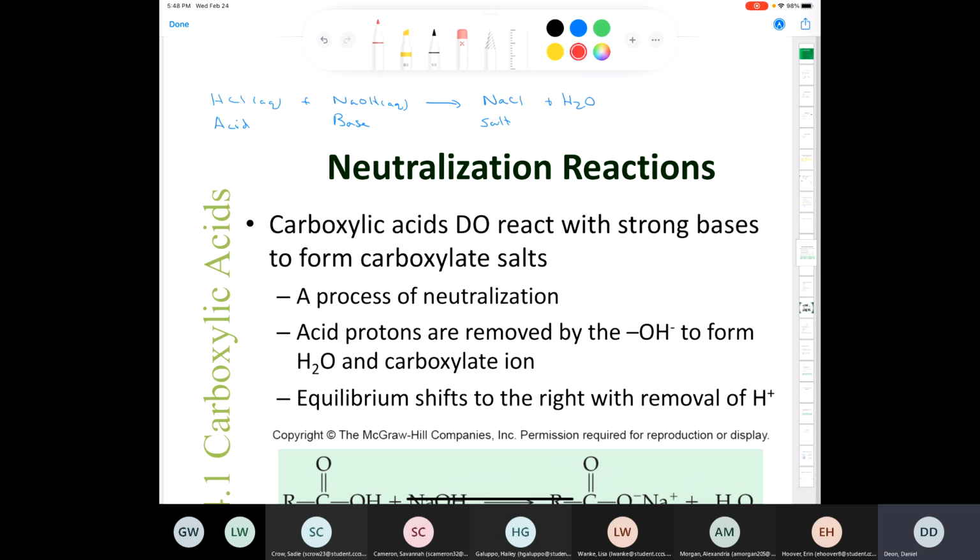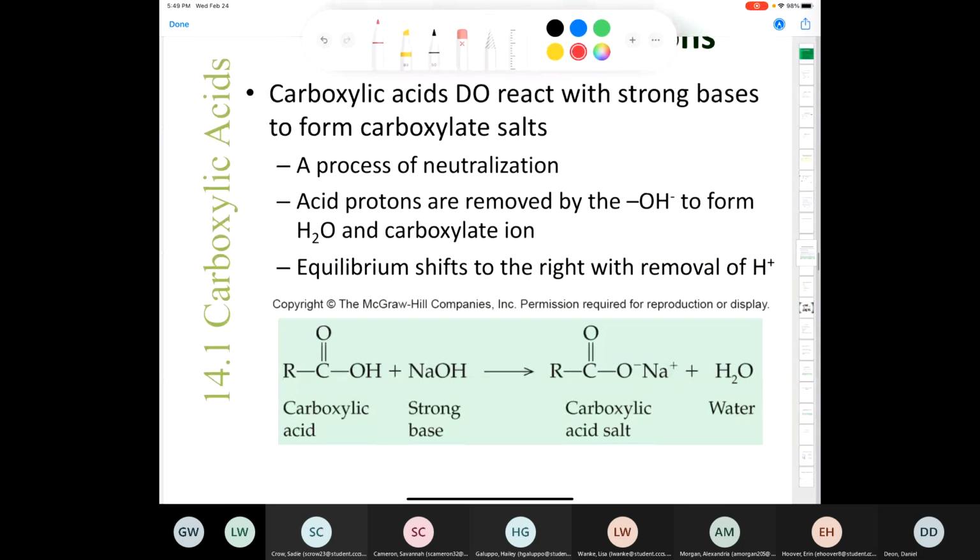Now, the thing is that HCl is a strong acid. What's going to happen when we take our carboxylic acid and we treat it with a strong base? Because a carboxylic acid is not a strong acid. It's a weak acid. Well, we still get a neutralization process. The base acts as a proton acceptor, so it takes a proton from the carboxylic acid, okay? And we're left over with water and the carboxylate ion. However, since the carboxylate ion is in the presence of a sodium cation, we get a carboxylic acid salt.